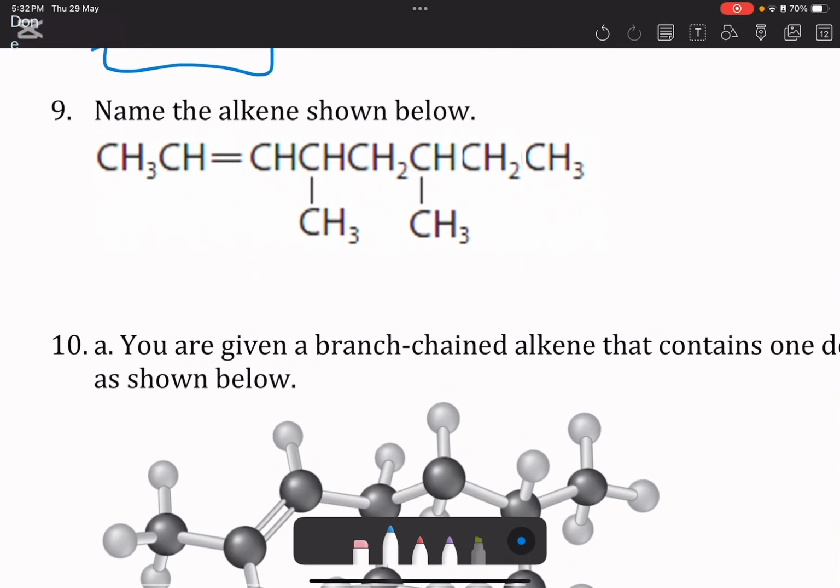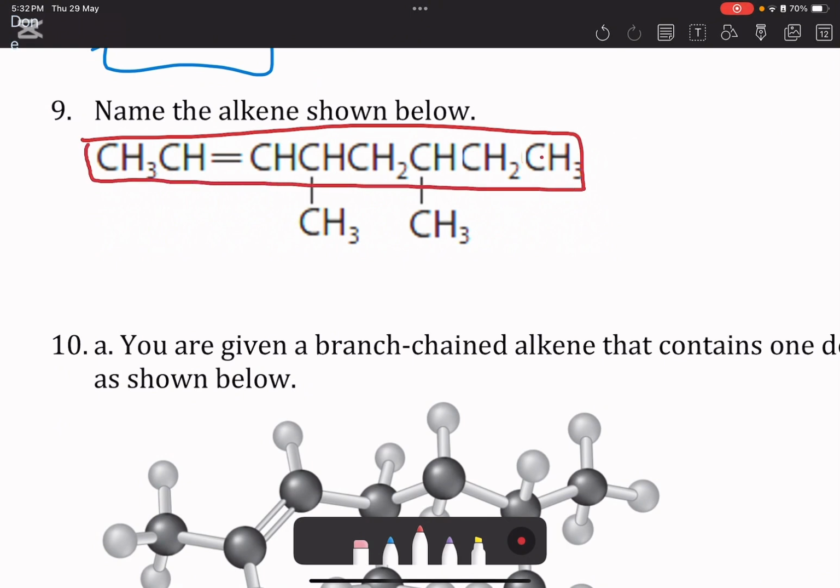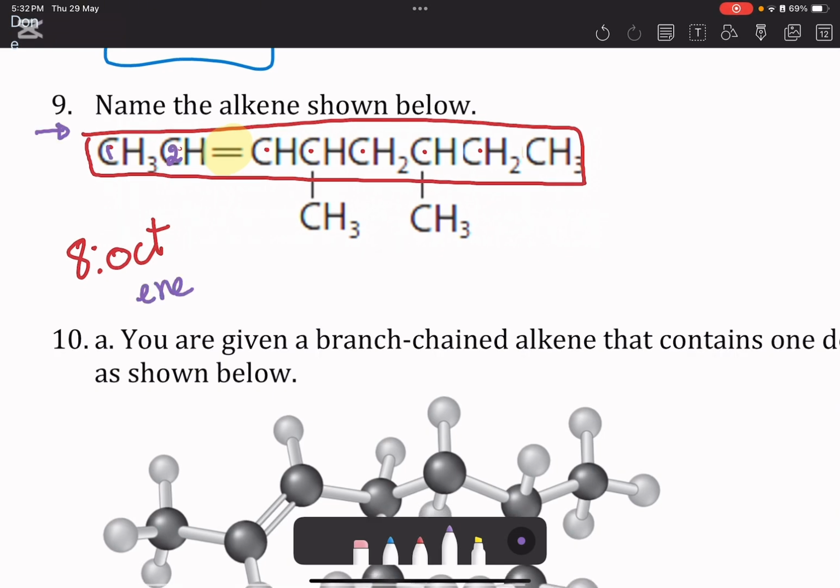Name the alkene. To name an alkene, we choose the longest main chain and we count how many carbons we have in it. 1, 2, 3, 4, 5, 6, 7, 8. 8 means an oct. Now I have a double bond over here. So I should count from the side that is closer to the double bond, which is from the left. 1, 2. When I reach the second carbon, the ene is on the second carbon. So the main chain is going to be octene on the second.